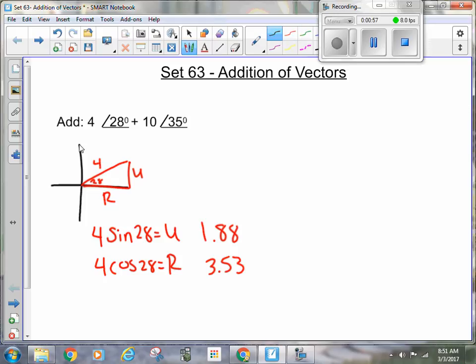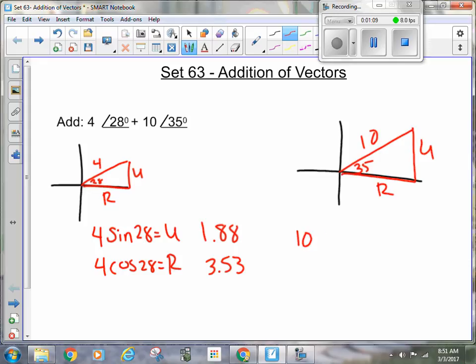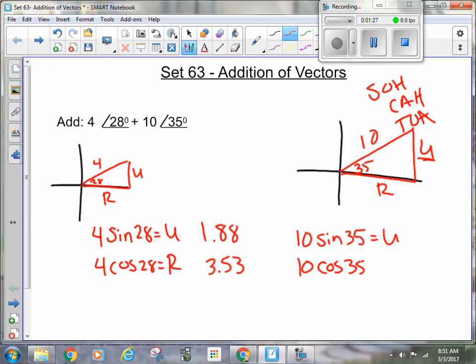Okay, so if we look here at our next one, it's 10 at 35. So we have U, we have R, so we're going to follow the same. 10 times the sine of 35 equals U, because remember, sine is opposite over hypotenuse. Okay, and then we're going to do 10 times the cosine of 35 equals R. So if we punch that into our calculator and round to two decimal places, we get 5.74 and 8.19.